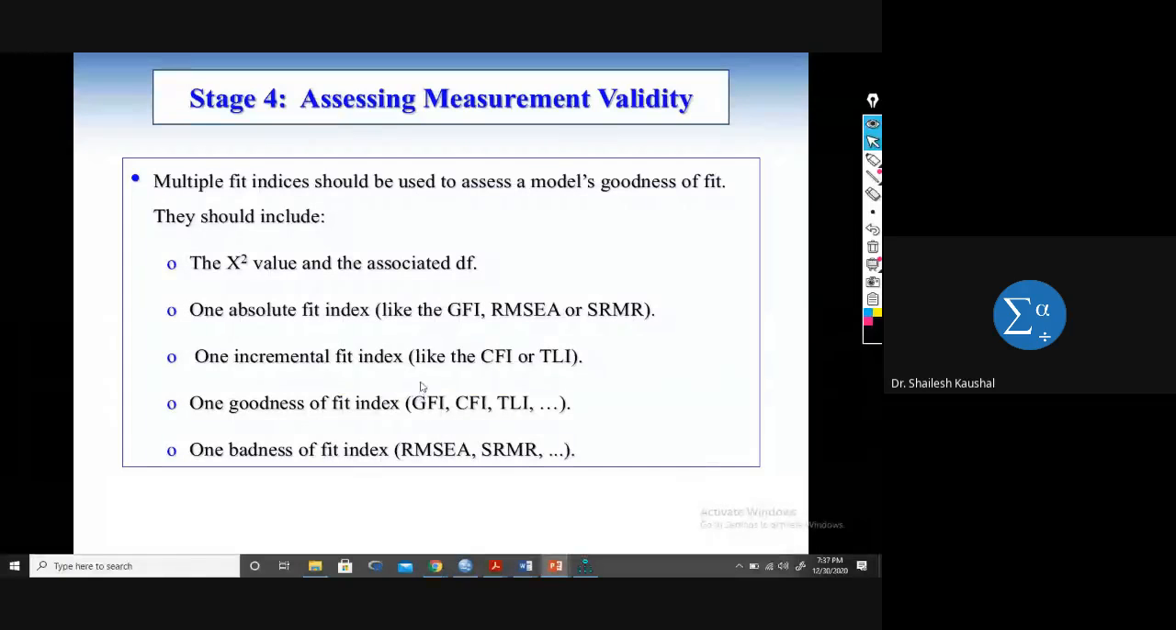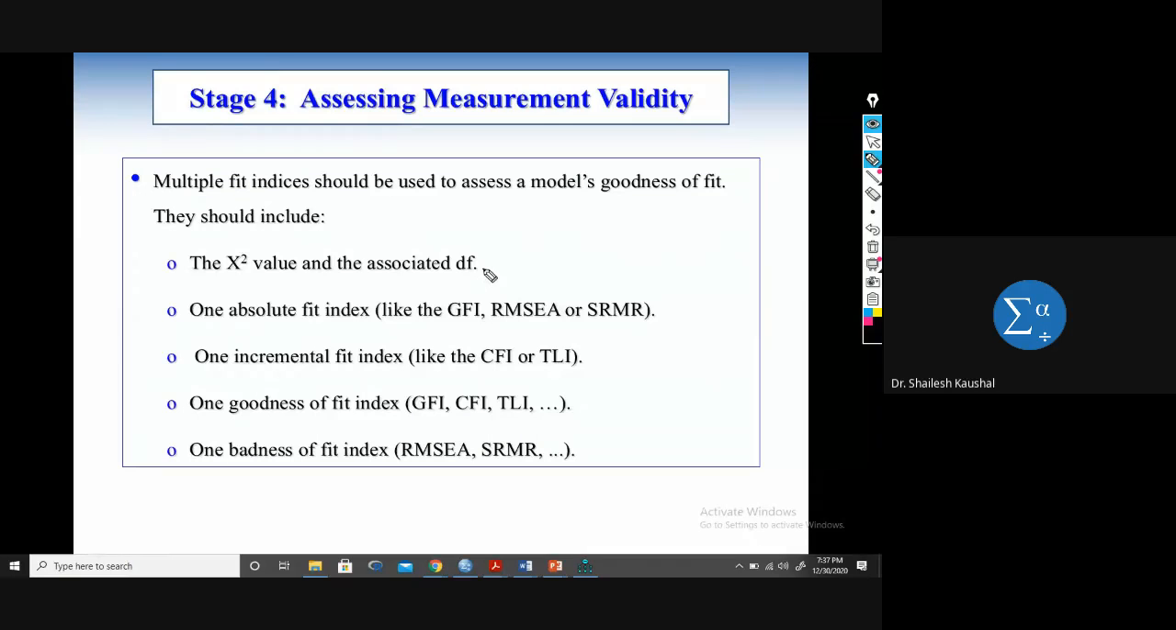अब देखिए इसमें now there are five things in this model. We find the chi-square value and associated degrees of freedom, one absolute fit index like GFI, goodness of fit index, RMSEA, root mean square error of approximation, and one incremental fit index. Now we produce the results of only five results. We show 5 results in our research paper, whether our model is valid or not.